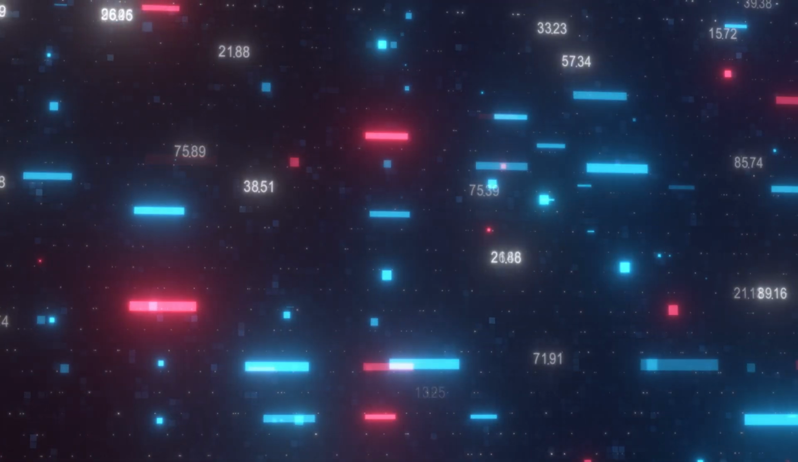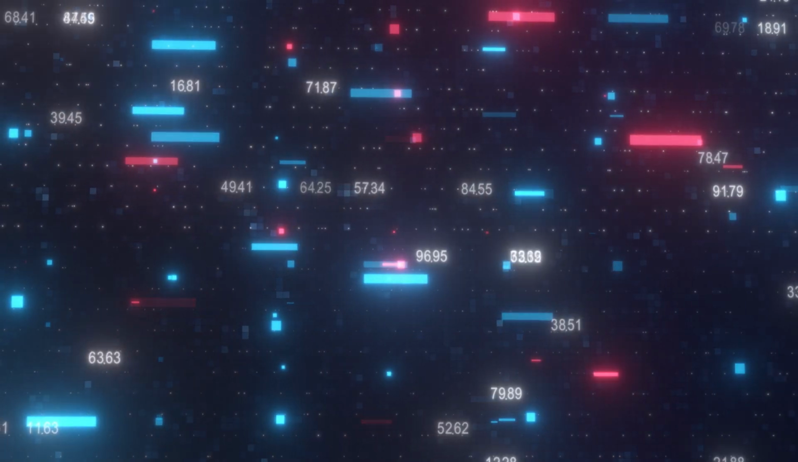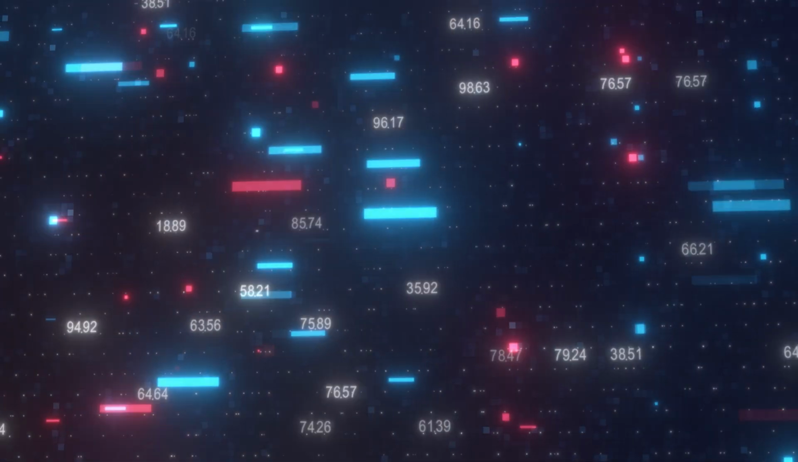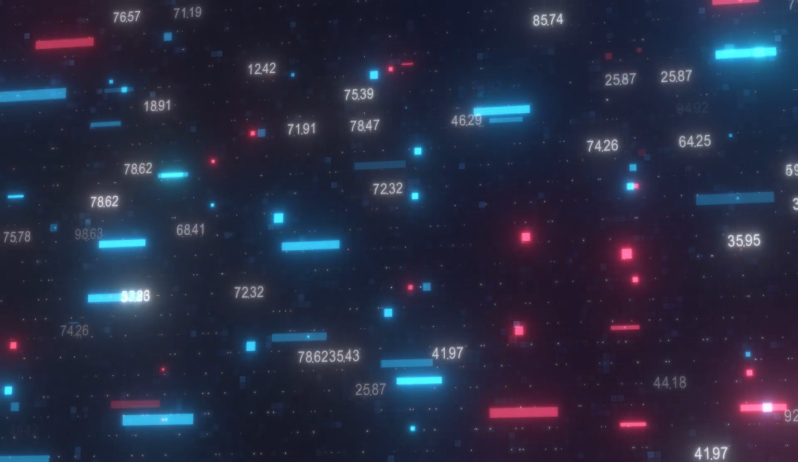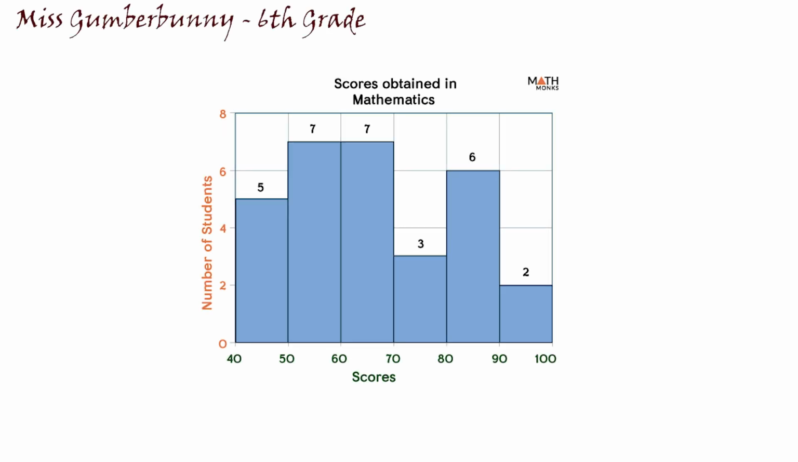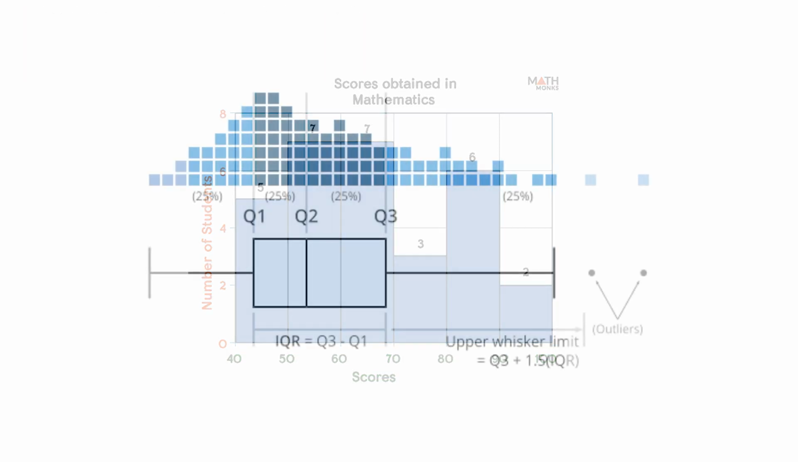Visualization is a powerful tool in EDA. It allows us to see the data in a more intuitive way. Common visualization techniques include the following. Histograms. Histograms are diagrams consisting of rectangles whose area is proportional to the frequency of a variable and whose width is equal to the class interval. Here is an example where a teacher, Miss Gumberbunny, is identifying the number of students who have grades falling into a range represented by the rectangle.